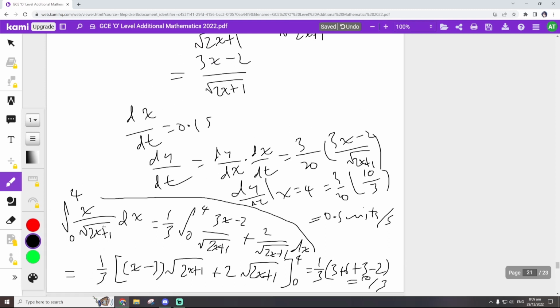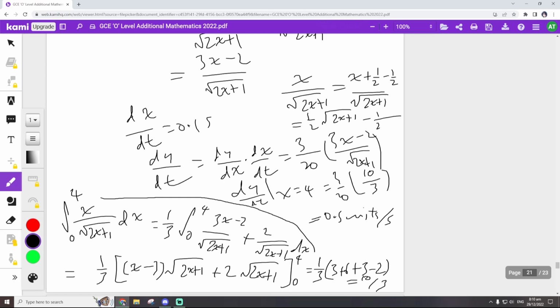Let me show you that there's actually another way to integrate this, which kind of uses long division. Basically what you do is x over root 2x plus 1 is x plus half minus half, root 2x plus 1, which is half root 2x plus 1 minus 1 over 2 root 2x plus 1. So this is the other way that you would do the integral, although I don't think your teacher may have covered this method, because this is a common technique for GCE. Okay?